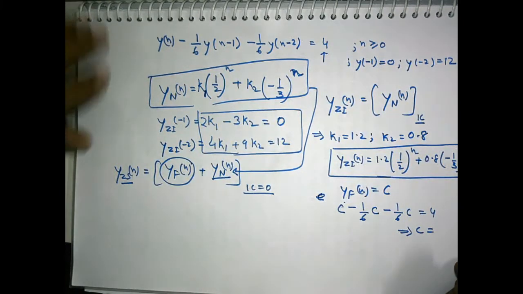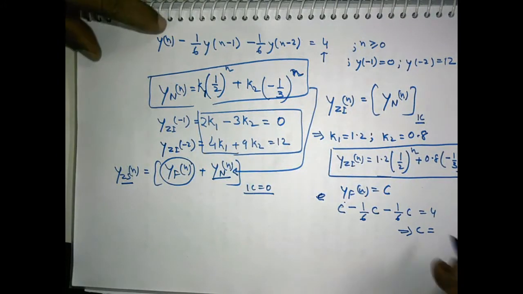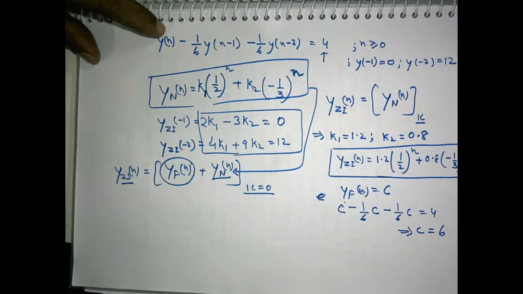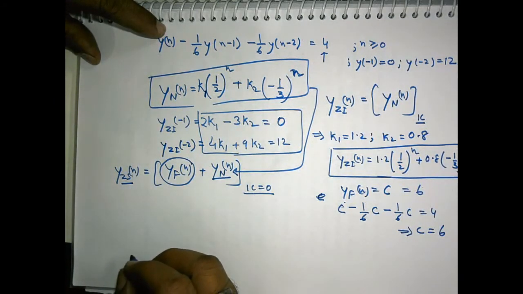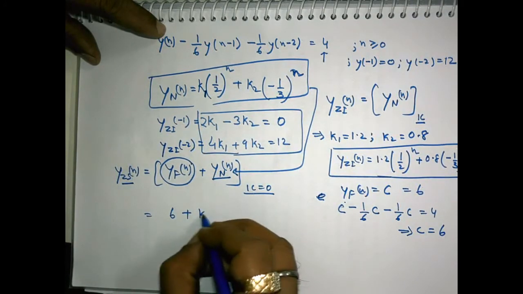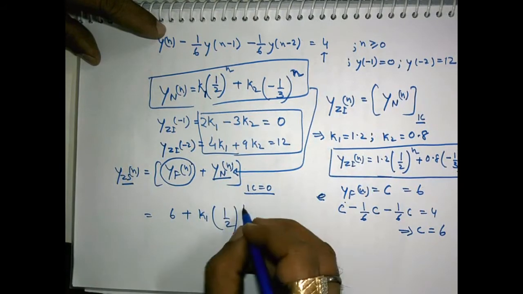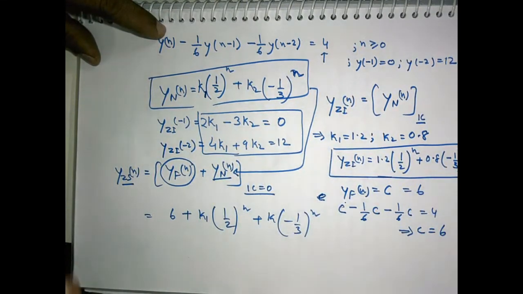And what will be the value of C that we have evaluated in our earlier problem? C was equal to 6, if you recall. So naturally yfn is equal to 6. So yzsn is equal to 6 plus K1 half to the power n plus K2 minus 1 by 3 to the power n.